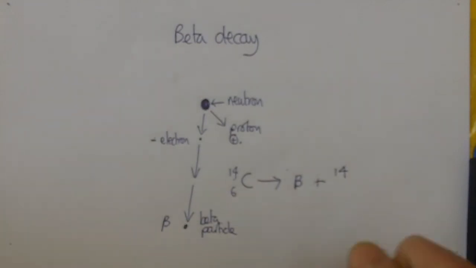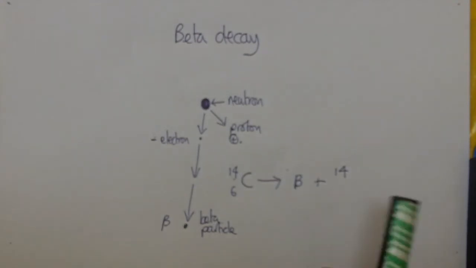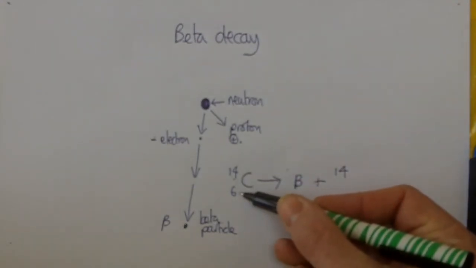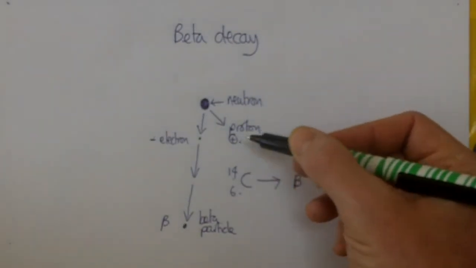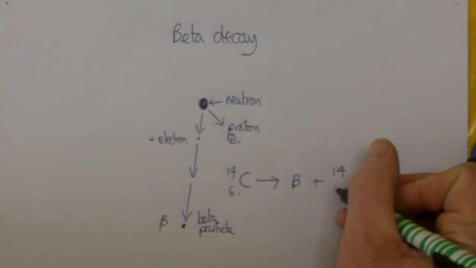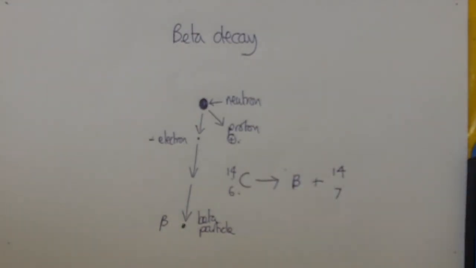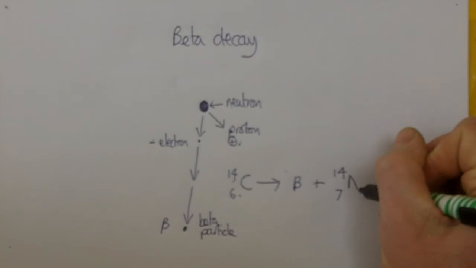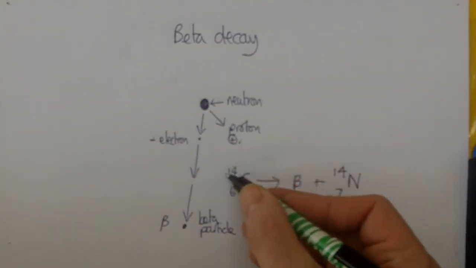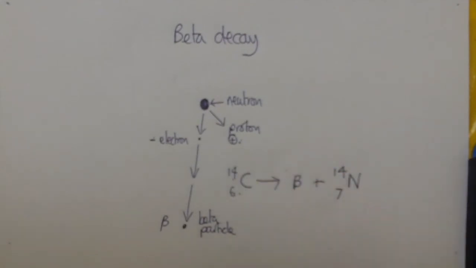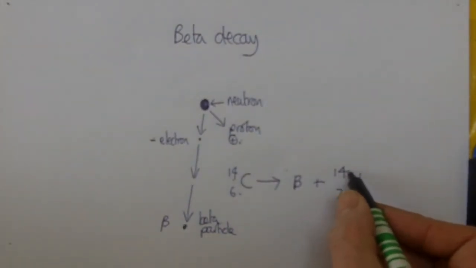Nothing's changed. And if we think now about what's happened to the number of protons, to start with, there were 6 protons in the nucleus. But now, because our neutron has spontaneously changed into a proton, the number of protons goes up by 1. It goes up to 7. If you look in the periodic table, 14(7) is nitrogen. So in the decay of carbon-14, an unstable nucleus ejects a beta particle and then turns into nitrogen.